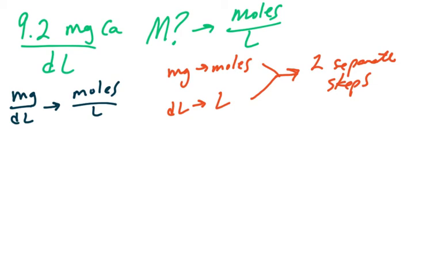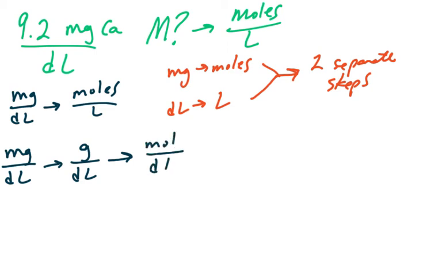Okay, I'm going to walk through the steps, and let's do the top first. Let's go from milligrams. We can convert that to grams. And then from grams, we need to get to moles, right? Well, we can do that with molar mass. That would give us moles per deciliter. And then if we convert the bottom, we can get moles per liter, which is what we want. And so each arrow represents a conversion factor.